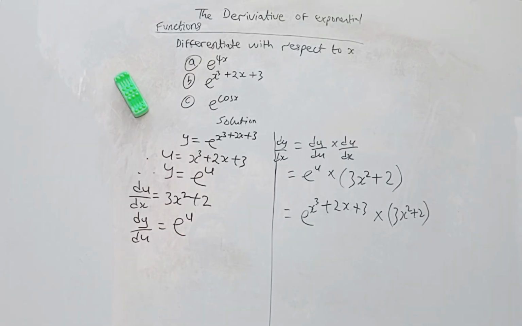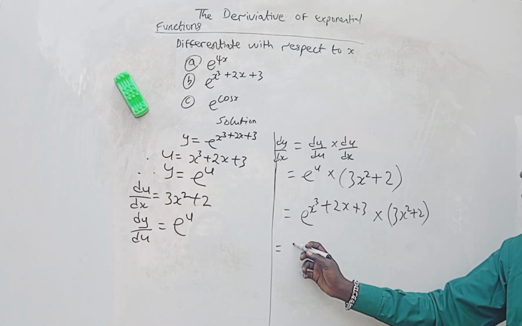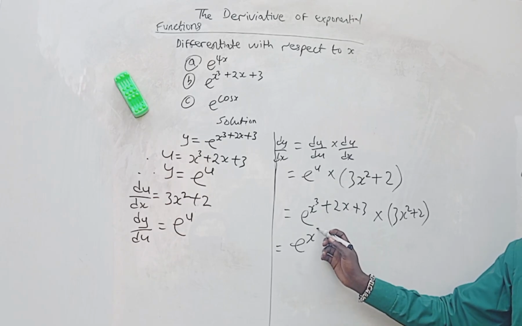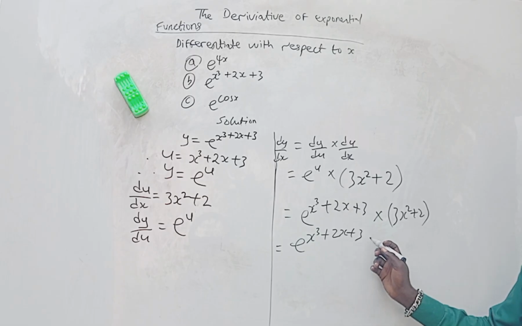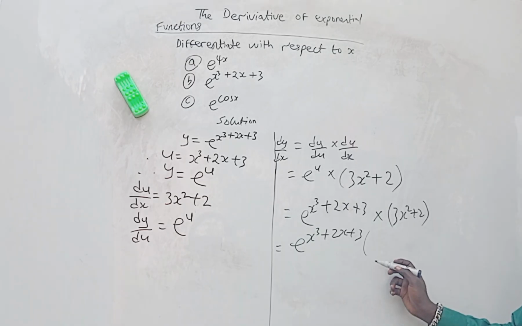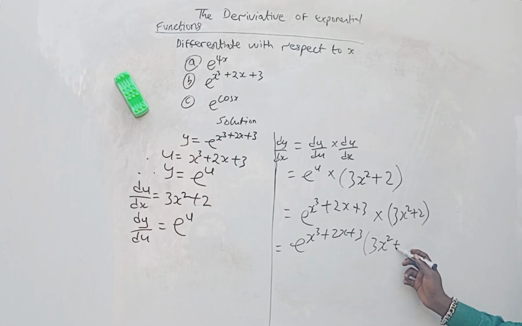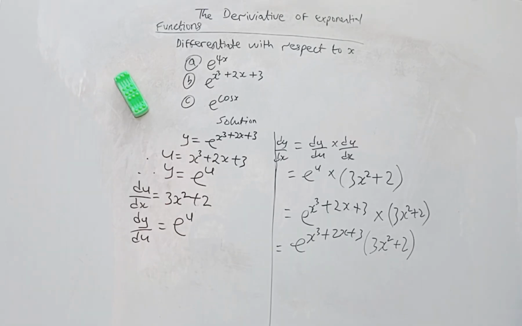Of course, we can simplify further, or you can leave the answer like this, any one of your choice. If you don't want to complicate things, or you just want to make it easy, you can leave the answer like this, or put it in this form: e raised to power s cubed plus 2s plus 3, then in brackets 3s raised to power 2 plus 2. You can simplify further, or just leave it like this.